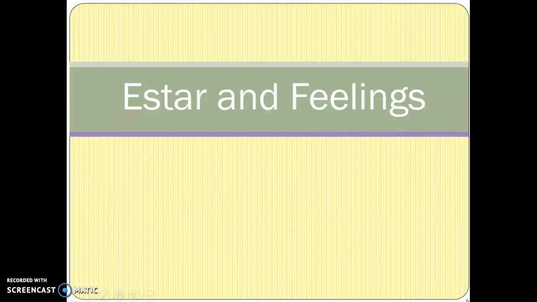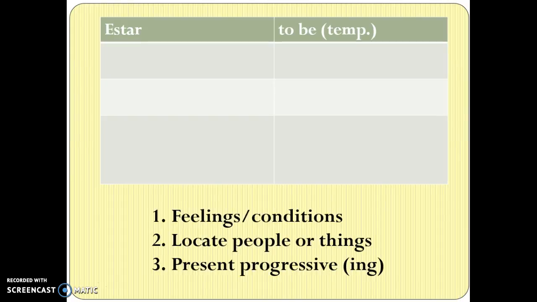All right, our next unit is on the verb estar and its use with feelings. So this verb estar means to be in a temporary sense, because if you look at the uses of this verb at the bottom, you use it when you're describing feelings or conditions. So for example, you're feeling tired right now, you're feeling exhausted, you're feeling angry. Those things change minute to minute, maybe day to day. So that's a very temporary sort of thing.